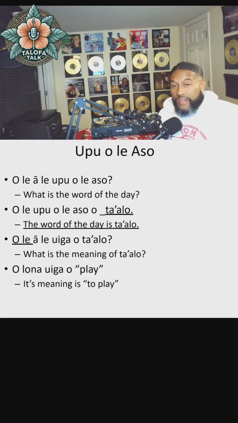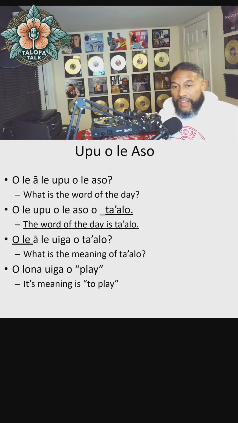I think I said this before, but I do this with my son every day when I'm driving him to school. I say o le a le upu o le aso. That just means what is the word of the day. So we're driving, and we have flashcards in the car, so he picks up one of the flashcards and he'll say, o le upu o le aso o ta'alo, or whatever the word of the day is.